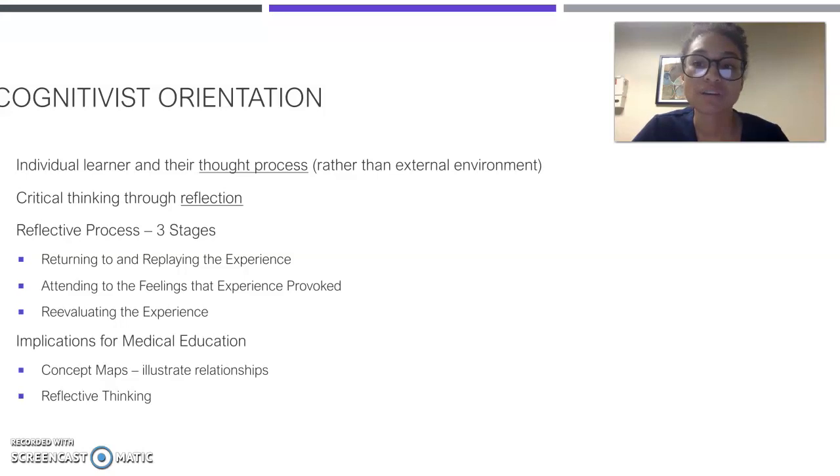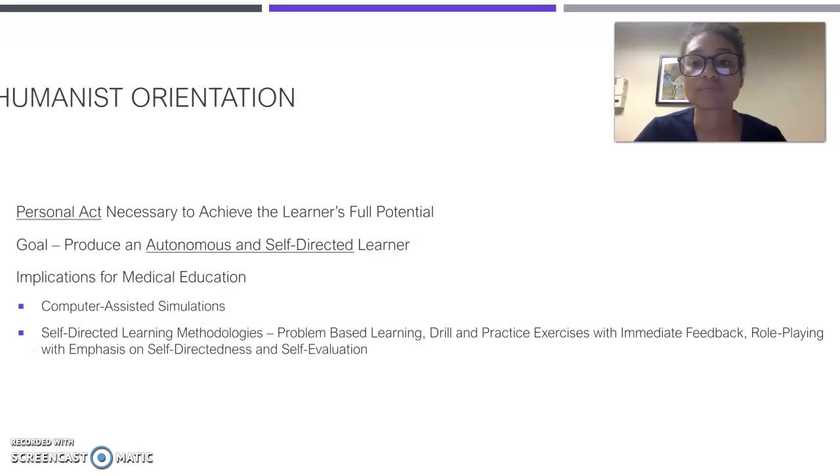The cognitivist orientation considers an individual learner and their thought process versus an external environment. This is critical thinking through reflection in 3 different stages: returning to and replaying the experience, attending to the feelings that experience provoked, and reevaluating the experience. The implications for medical education here are things like concept maps that actually illustrate relationships and reflective thinking.